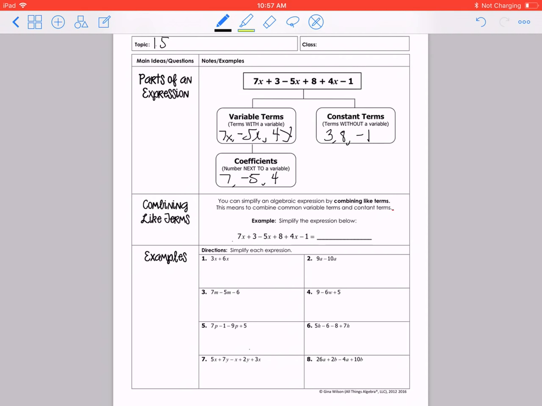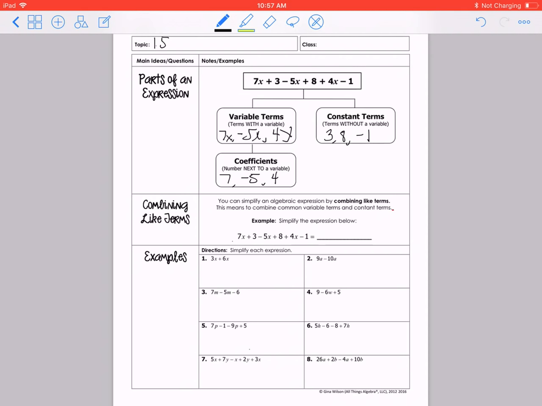The constants are just the numbers that don't have a variable. So that would be the 3, the 8, and the negative 1. And then under the variable terms, coefficients are the number in front of the variable, and that would be the 7, the negative 5, and the 4. So we're going to use those terms throughout today and further into Algebra 1. So we're going to start first by combining like terms and using some of these variables and coefficients and constants.